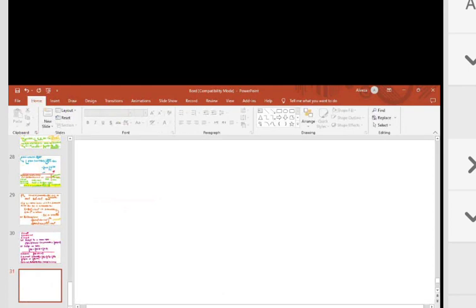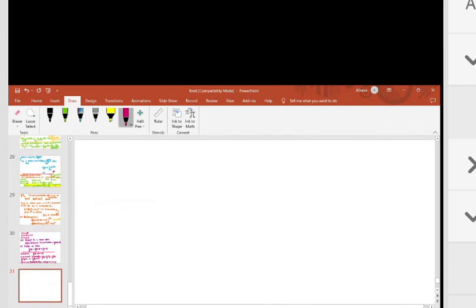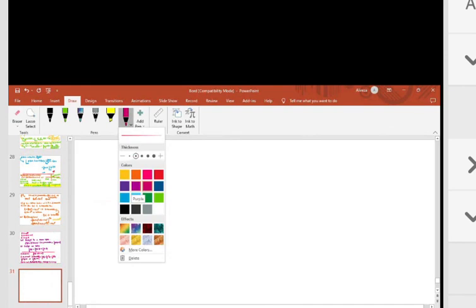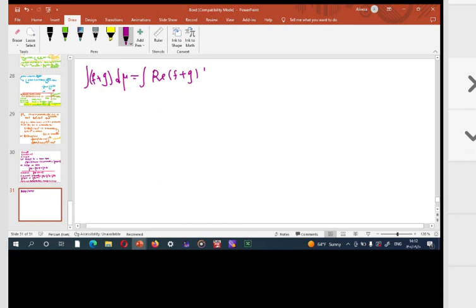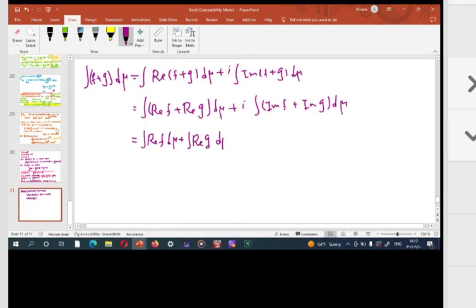so that we have the integral of the real part of f plus g d mu plus i times the integral of the imaginary part of f plus g d mu, okay, is equal to this plus i times the integral of the imaginary part of f d mu plus the integral of the imaginary part of g d mu.